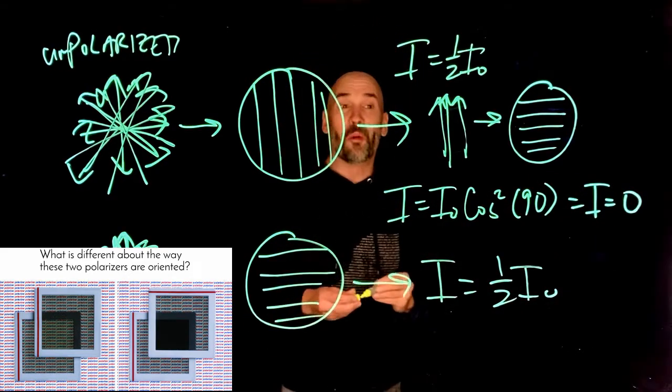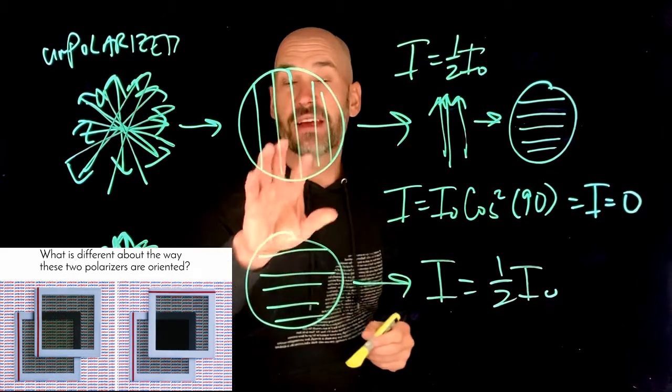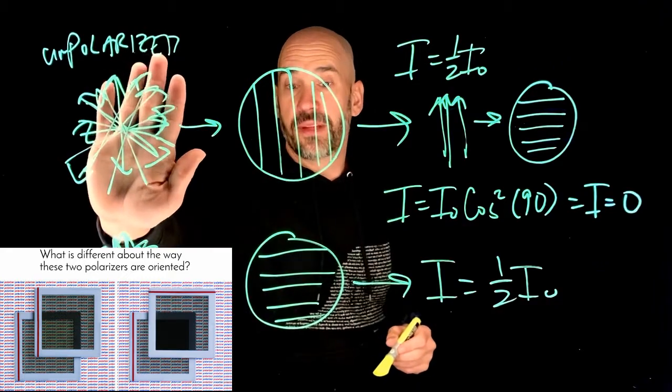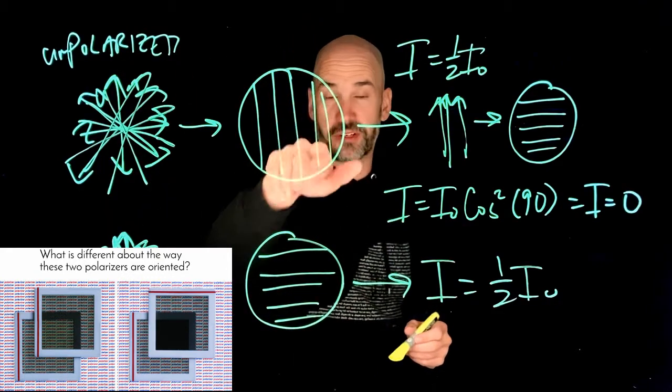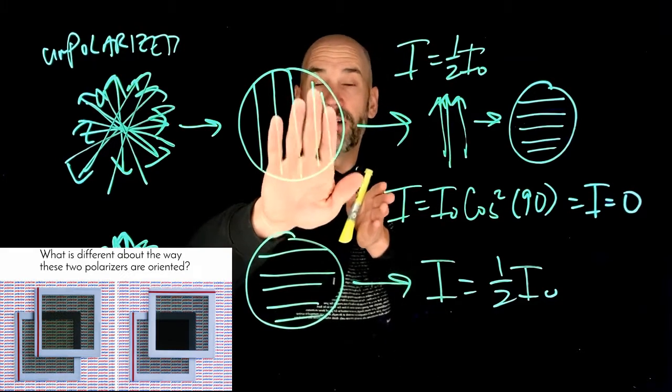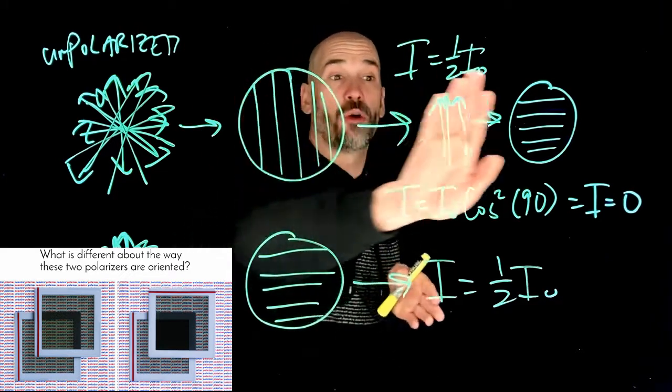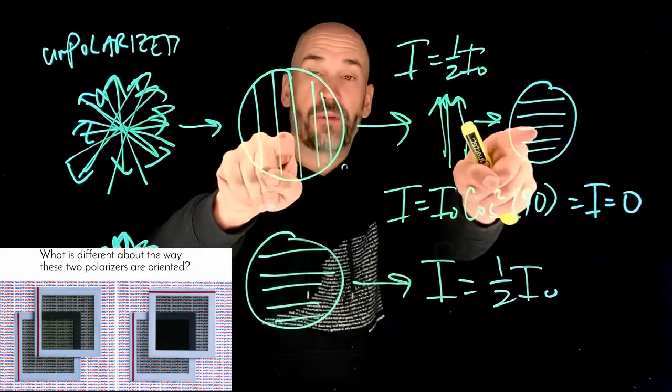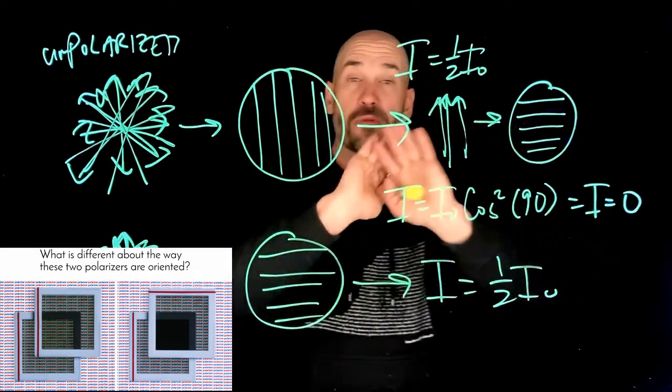Okay? What does this tell you? This tells you that if you take unpolarized light and put two polarizers in front of it, with the other one oriented 90 degrees apart from the original one, then you block out all of the light.